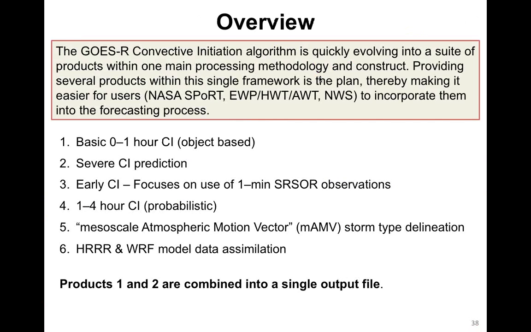And then my last slide, number 38, is just an overview, which is the same as my outline. I just want to more or less repeat that we are working on a suite of products based on the CI algorithm, going in a number of different directions, and we more or less hope to keep doing this work for the next several years as we transition into GOES-R. So with that, I'll take any questions.